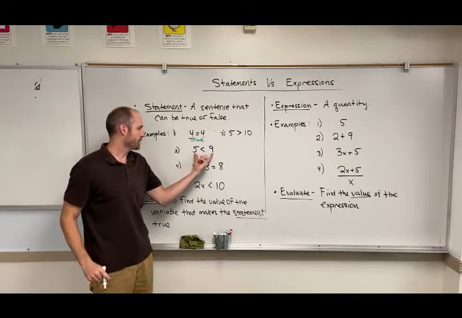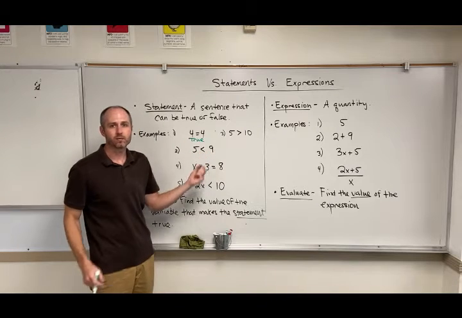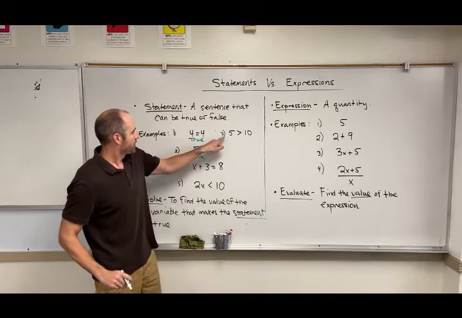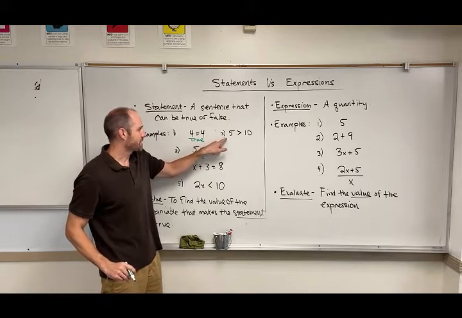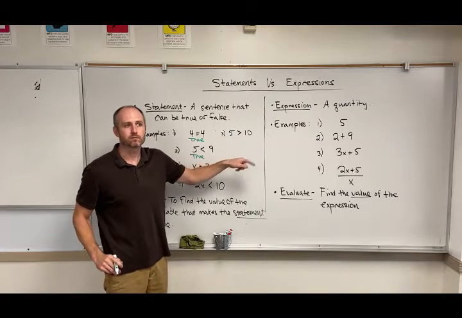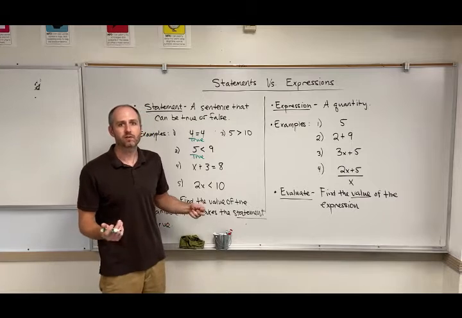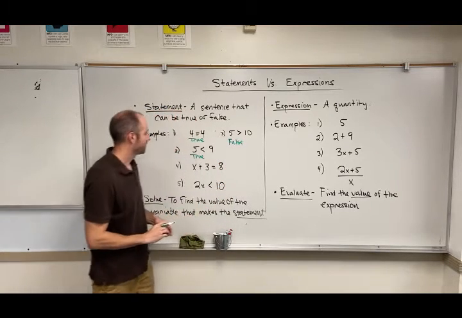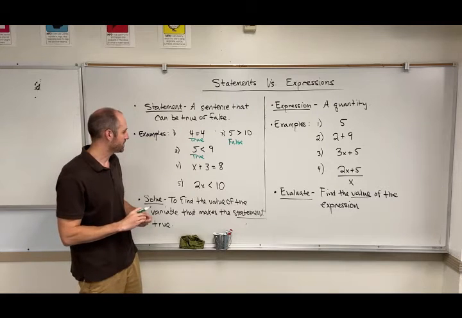This is a sentence also. This says 5 is less than 9, which is also true. Statement 3 says 5 is greater than 10. That's a sentence, but it's false. 5 is not less than 10, so it's a false statement.